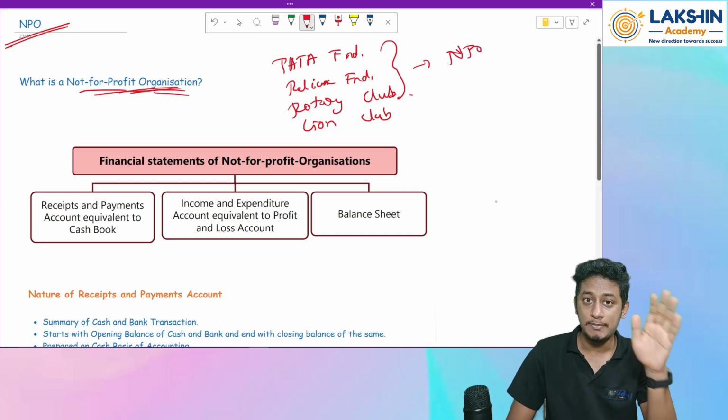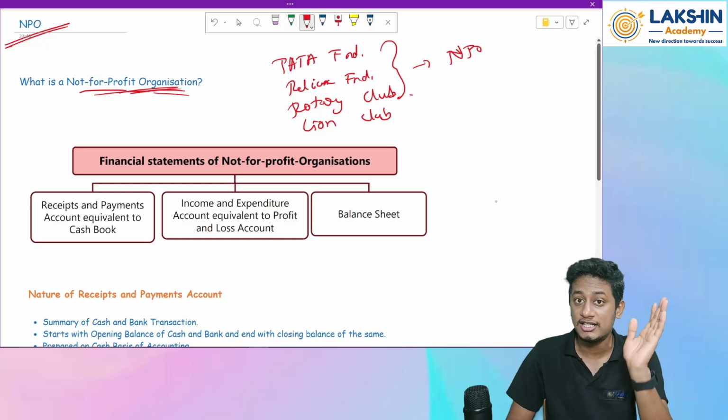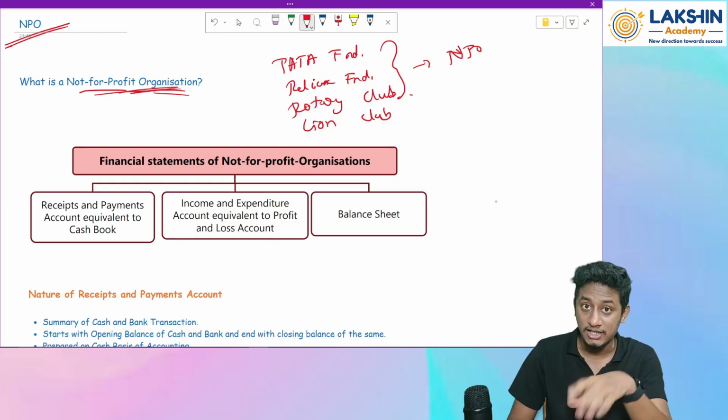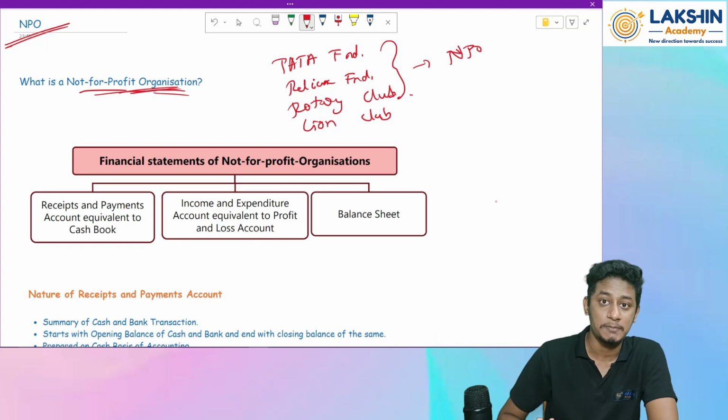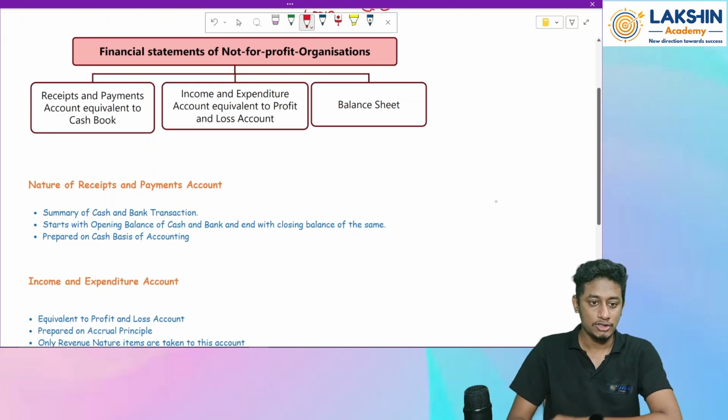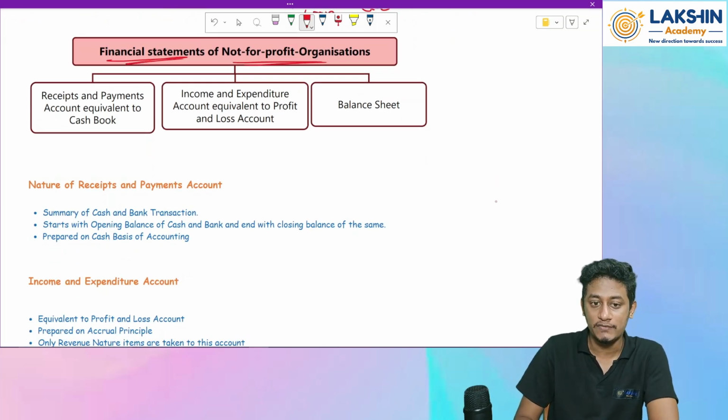So their main motive is social welfare rather than earning profits. Whatever profits they earn, if in case they earn any profits, that will again be utilized towards serving the people, and it won't be shared between the partners or the owners of the business. Clear? Okay.